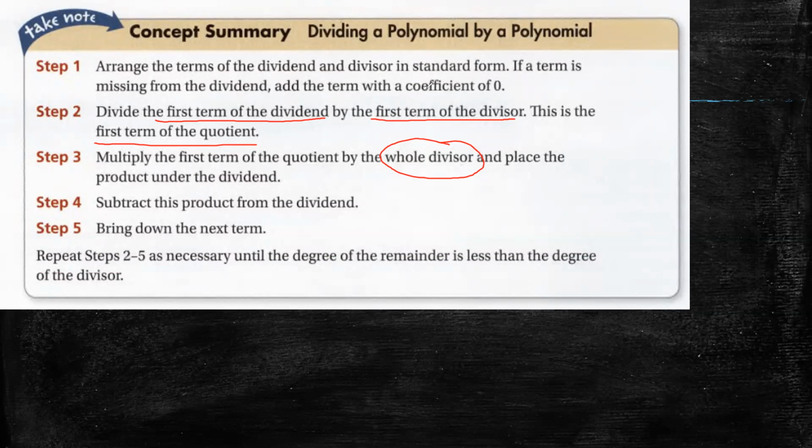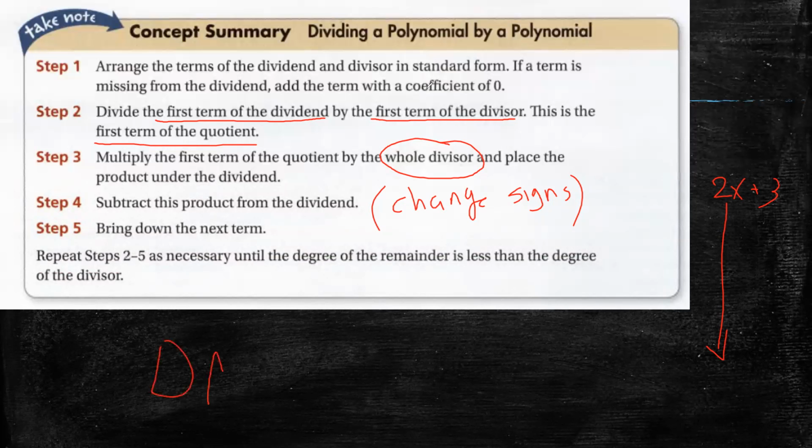Then subtract this product from the dividend. When you subtract here, don't forget to change the signs. Then bring down the next term. As an example here, we have 2x plus 3, bring down 2x, and then continue. Repeat steps 2 to 5: divide, multiply, subtract, then bring down the next one, until the degree of the remainder is less than the degree of the divisor.